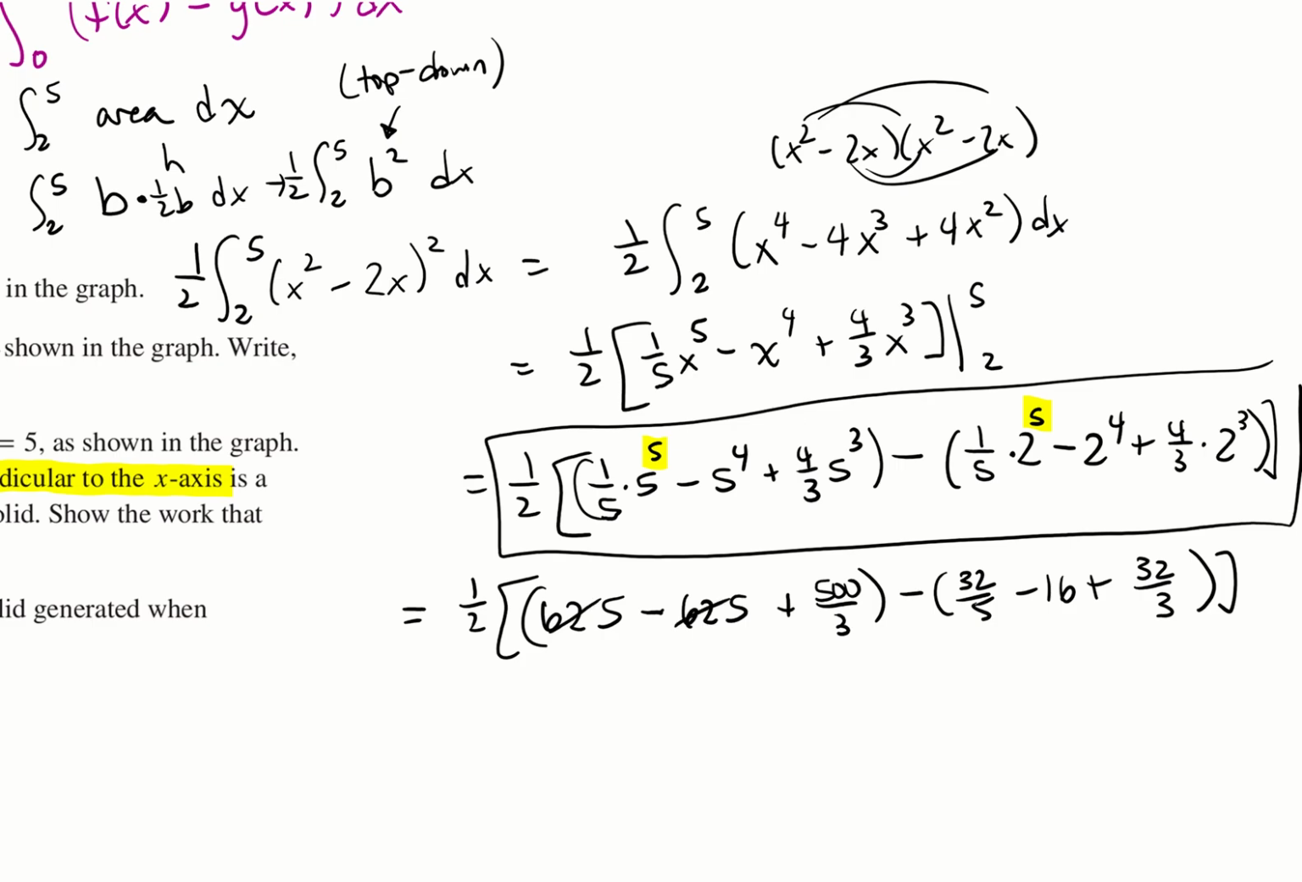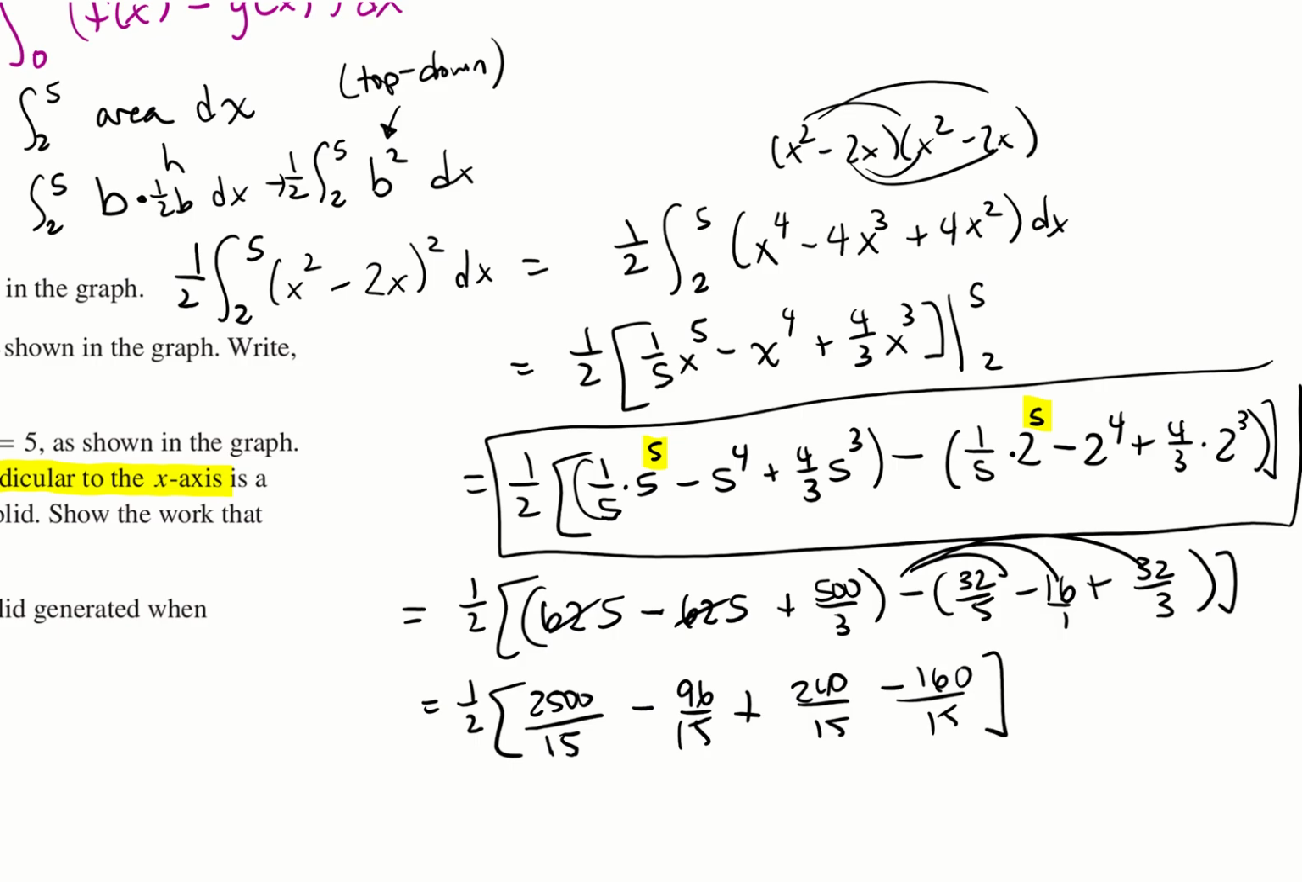Kind of looking ahead, I'm seeing I'm going to need a common denominator of 15 for all these interior numbers. So if I make these have a denominator of 15, I'm going to multiply by 5 and get 5 over 5, so 2,500 over 15, minus, I'll multiply by 3 and get 96 over 15. I'm also going to distribute this negative as I go, so now this is plus. I'll multiply by 15 and get 240 over 15, and then this one I'm going to multiply by 5 and get minus 160 over 15. Those all have common denominators, so I can go ahead and add all of those together.